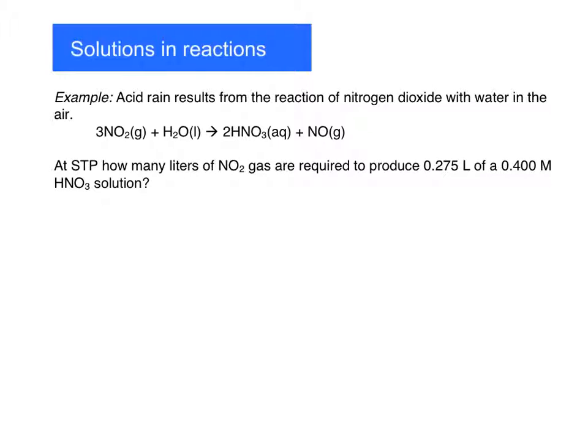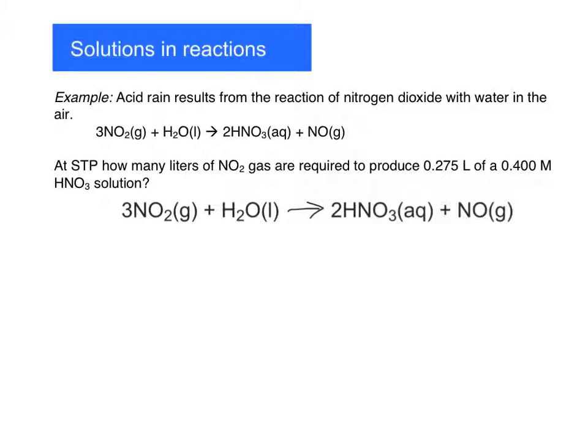Okay, so let's do one more example of this. Acid rain results from the reaction of nitrogen dioxide with water in the air. At STP, how many liters of NO2 gas are required to produce 0.275 liters of a 0.400 molar HNO3 solution? Okay, so again, I'm going to write out my balanced equation because I find that to be the easiest way to organize my problem. So we have 3 NO2 plus H2O goes to 2 HNO3 plus NO.